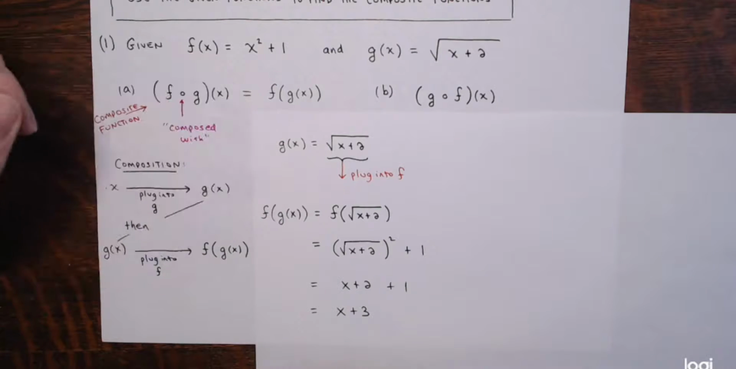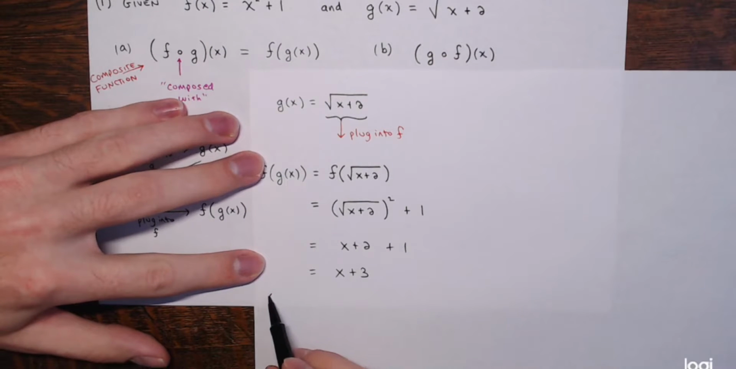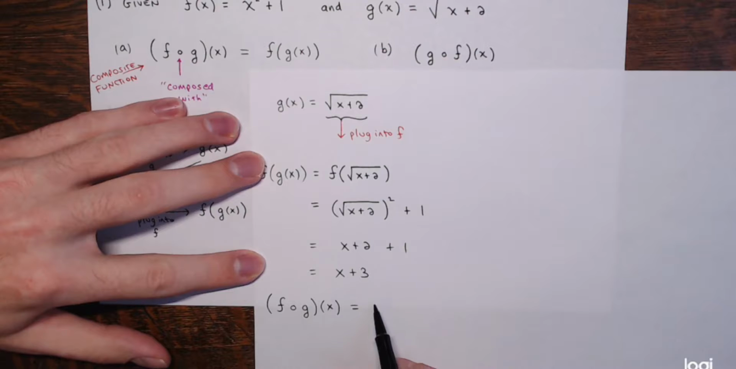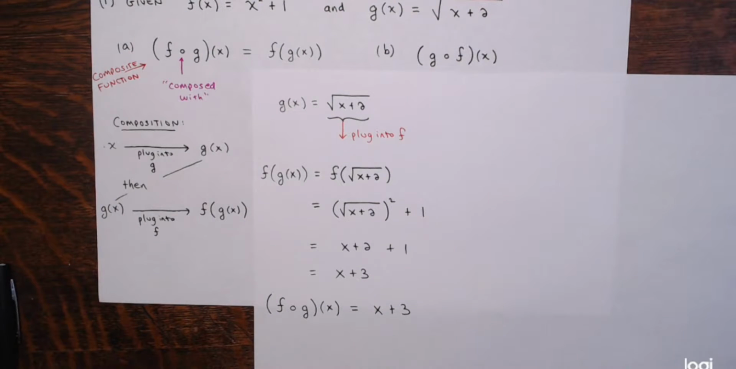Alright, and there you go. This is our final result here. This is the resulting composite function. Right, so f composed with g at x will result in x plus 3. Right, and that's all that we're being asked for.